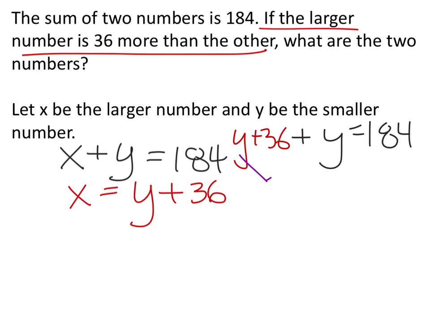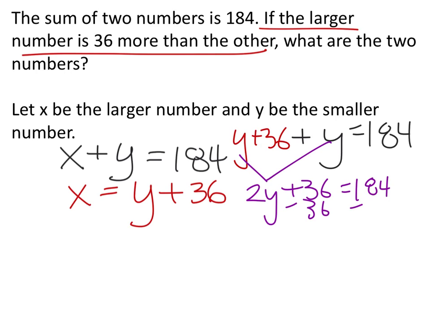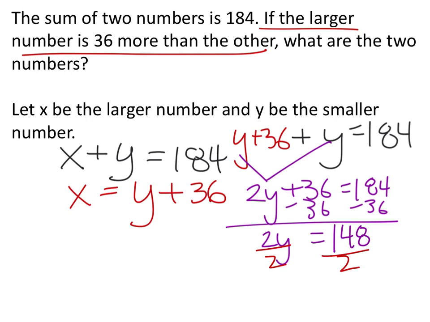Now, in simplifying this, I combine like terms. 2y plus 36 equals 184, and then subtracting 36 from both sides gives us 2y equals 148. Now, to solve for y, I just need to divide both sides by 2, and I get y is 74. So the smaller number is 74.